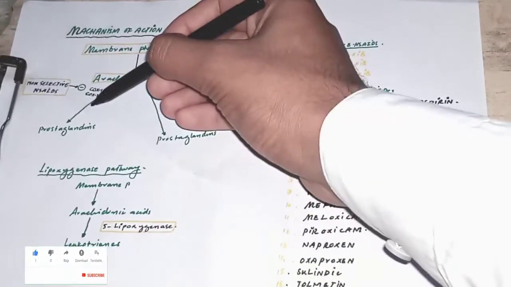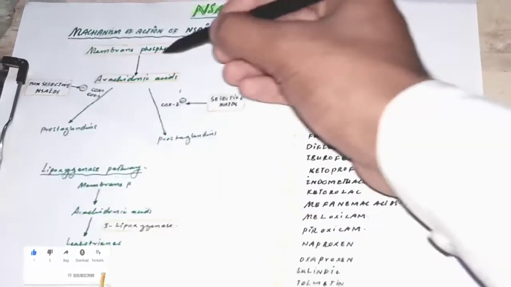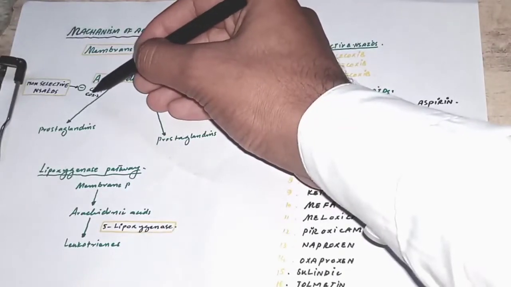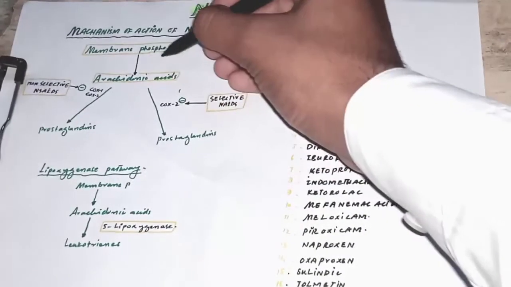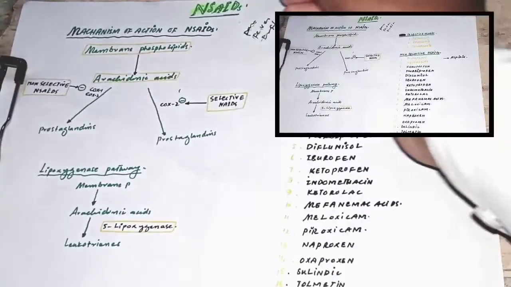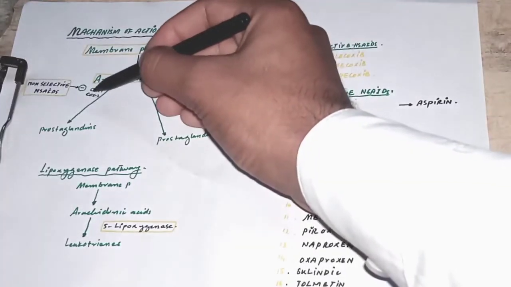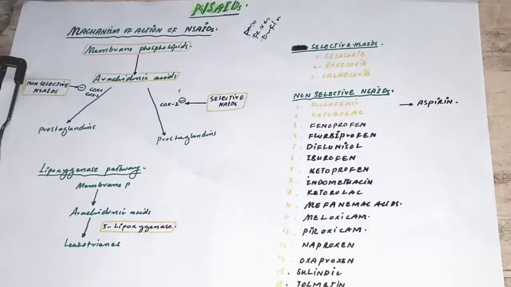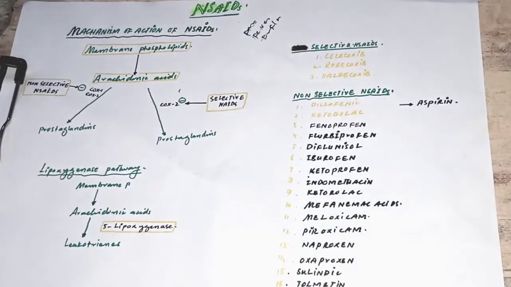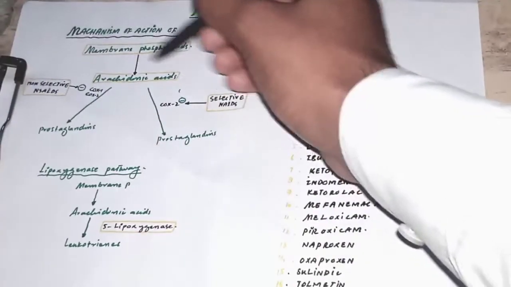So the main inducer of pain, fever and inflammation is prostaglandin, and the prostaglandins are produced from arachidonic acid by the enzymes cyclooxygenase 1 and 2, and the arachidonic acid is produced from the membrane phospholipid by the enzyme phospholipase A2. So the NSAIDs inhibit COX-1 and COX-2. When these enzymes are inhibited, there will be no formation of prostaglandin, so there will be no pain, fever and inflammation.